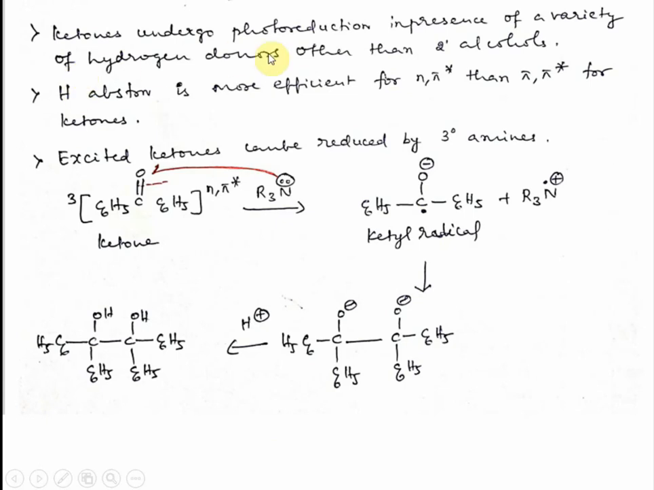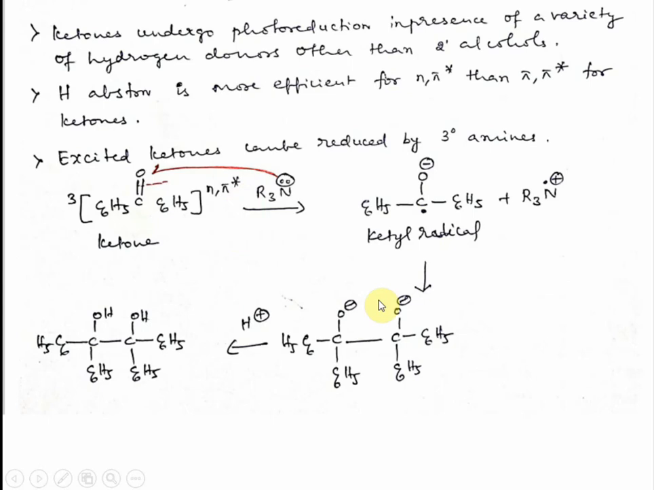Ketones undergo photoreduction in presence of a variety of hydrogen donors other than secondary alcohols. The ketone will undergo photoreduction reactions with a variety of hydrogen donors. Hydrogen abstraction is more efficient for n to pi star than pi to pi star for ketones. And excited ketones can be reduced by tertiary amines also.